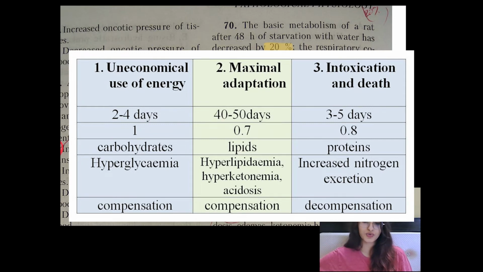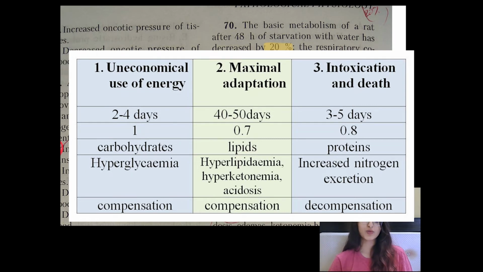The first one occurs within 2 to 4 days, so this is literally your time period. In the first stage, there is uneconomical use, meaning there is no limit to the use of energy, and this energy comes from your carbohydrates. And when carbohydrates are burned, the respiratory coefficient will become 1. Respiratory coefficient basically means carbon dioxide excreted upon oxygen used. And in the second period, when there is exhaustion of all the carbohydrate stores in the body, it will now use lipids. Now the respiratory coefficient for lipids is 0.7, you should remember it.